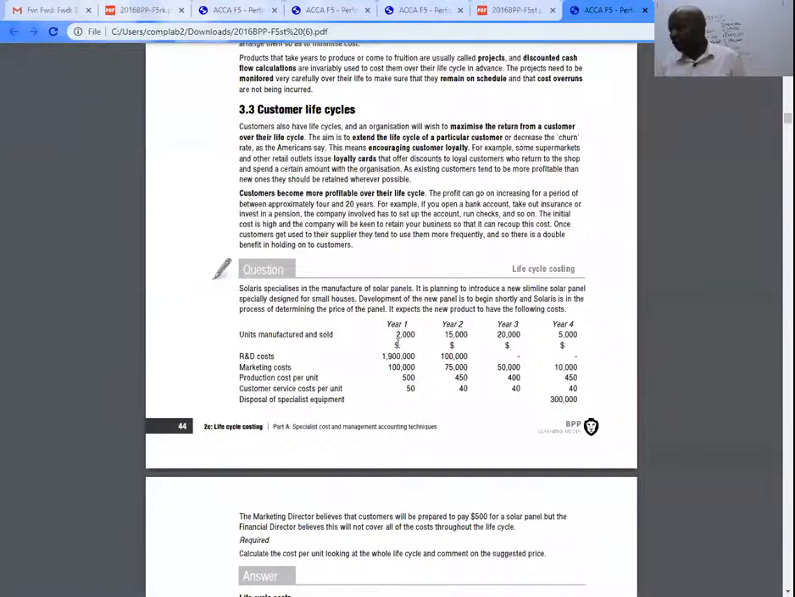Year 1, 2,000. Year 2, 15,000. Year 3, 20,000. Year 4, 5,000. Kindly give us the answer. Give us the total quantity. If you add up, what total quantity are we going to get for the 4 years? I can see 2,000, 15,000, 20,000, 5,000. Thank you very much. I can see students who have responded very first. They're giving me 42,000.